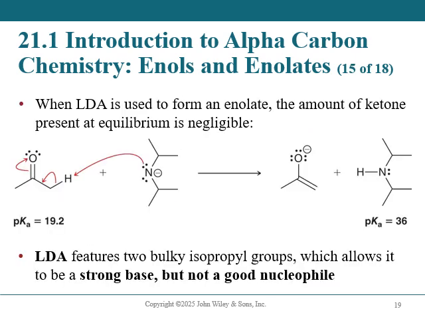When LDA is used to form an enolate, the amount of ketone present at equilibrium is negligible. LDA features two bulky isopropyl groups, we see them right here and right here, which allows it to be a strong base, but not a good nucleophile. So basically, not being a good nucleophile allows you to get the best of both worlds, right? You have that deprotonation step, and you don't really need to have an equilibrium. So it goes irreversibly towards your enolate form.